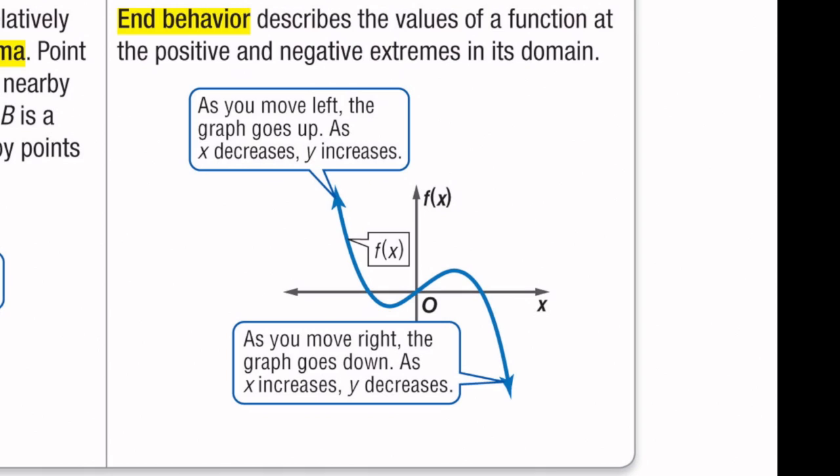End behavior describes the values of a function at the positive and negative extremes in its domain. So if the graph keeps going to the left side, in this case, as you move up, the graph is increasing. That means that the x numbers are decreasing, but the y numbers are increasing. As you move to the right, the graph actually keeps going down and down. So that means that the x numbers are increasing, and the y numbers are decreasing.